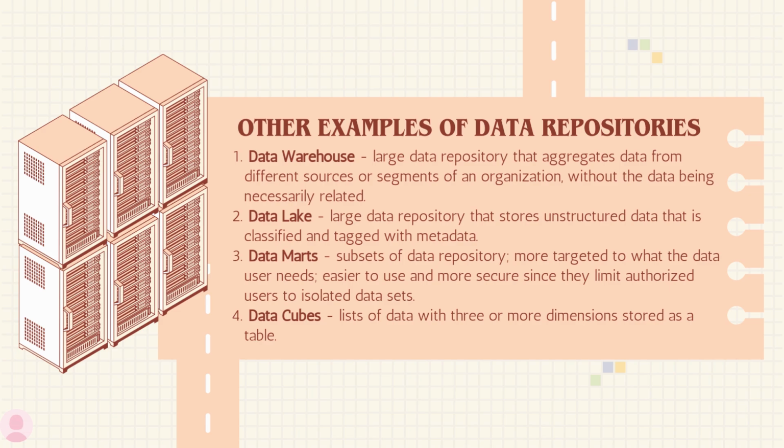Number three, data marts, subsets of a data repository, and it is more targeted to what the data user needs. So it is easier to use and more secure since they limit authorized users to isolated data sets. Number four, we have data cubes. So it is a list of data with three or more dimensions stored as a table.